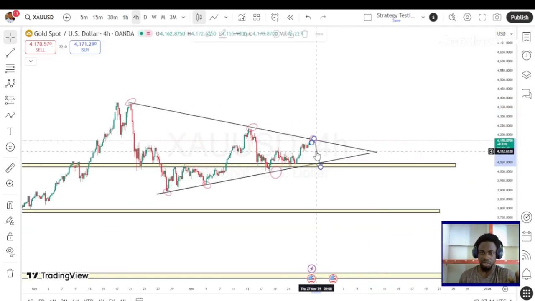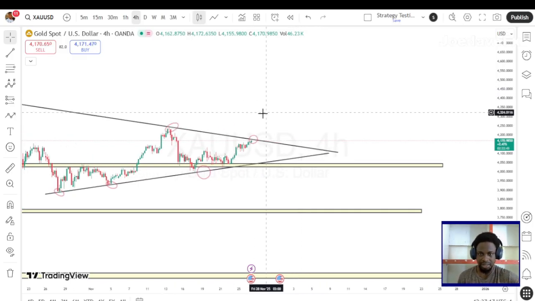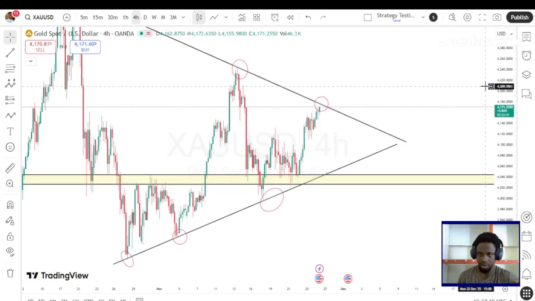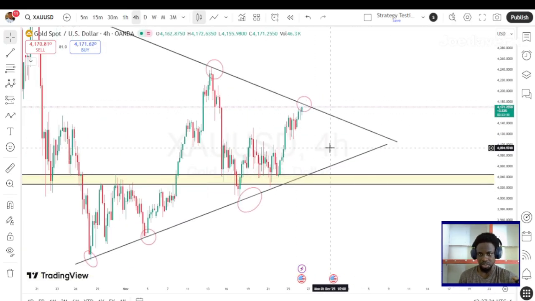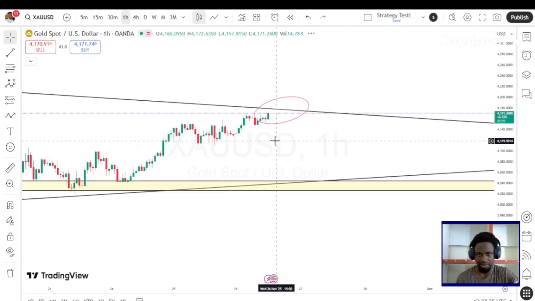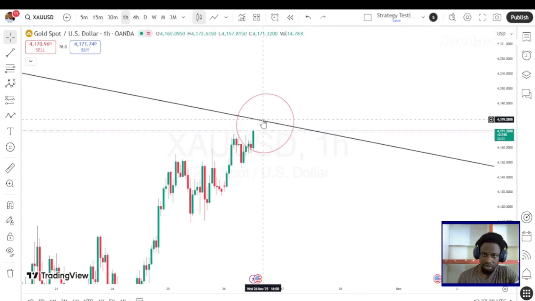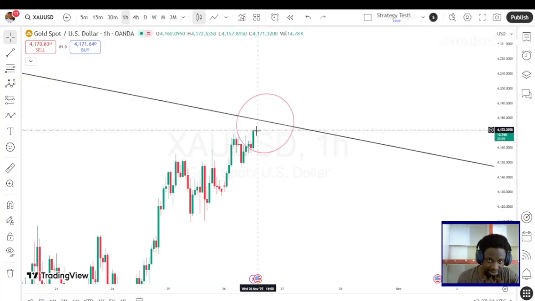At this point, gold is at a point where we need to wait and observe the market. What exactly is it going to do at this major area? We have to see that nice touch here. If I go to the 1 hour time frame, let's see. We see we have not yet touched this one very well, so we need to touch it.